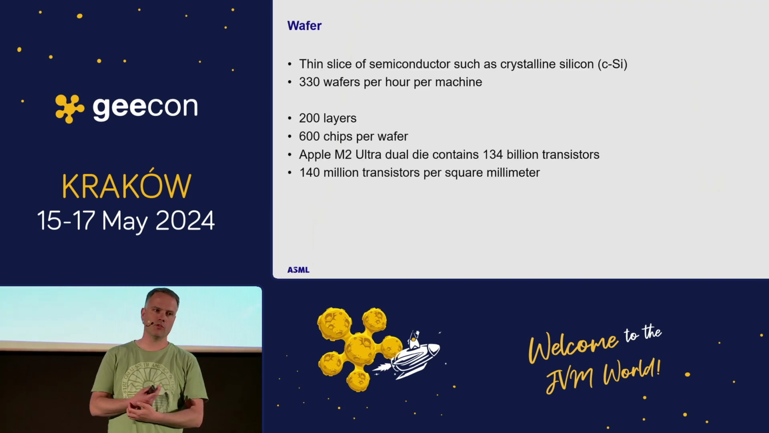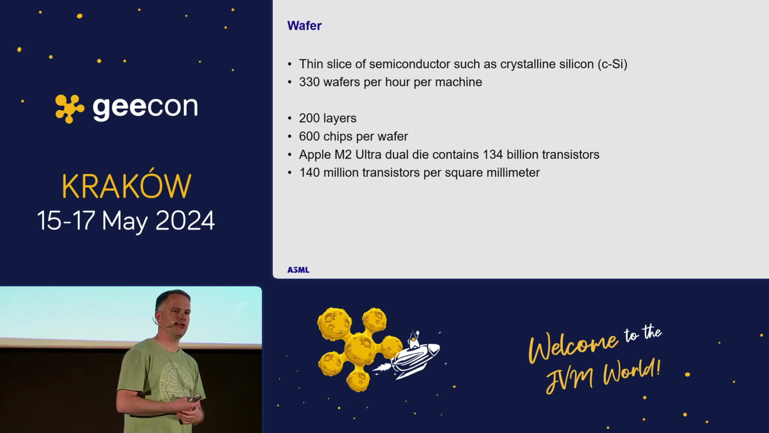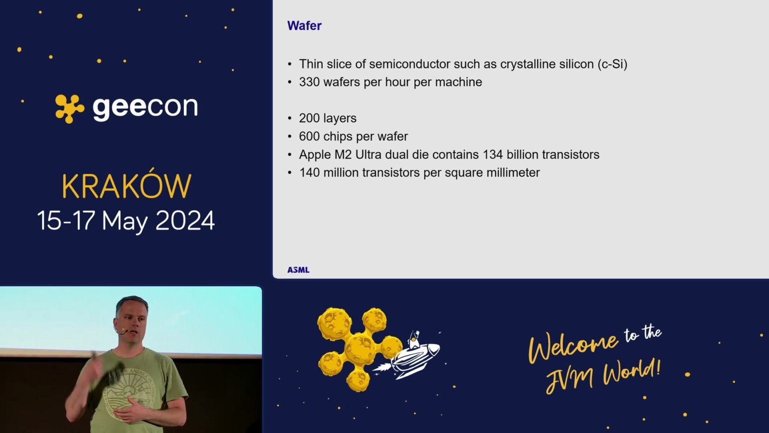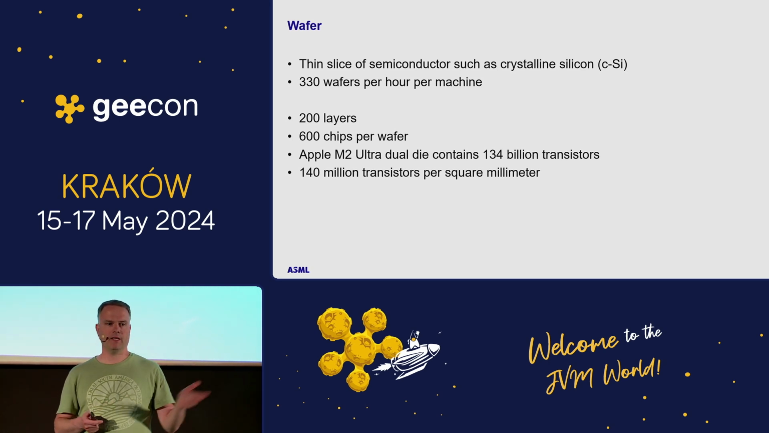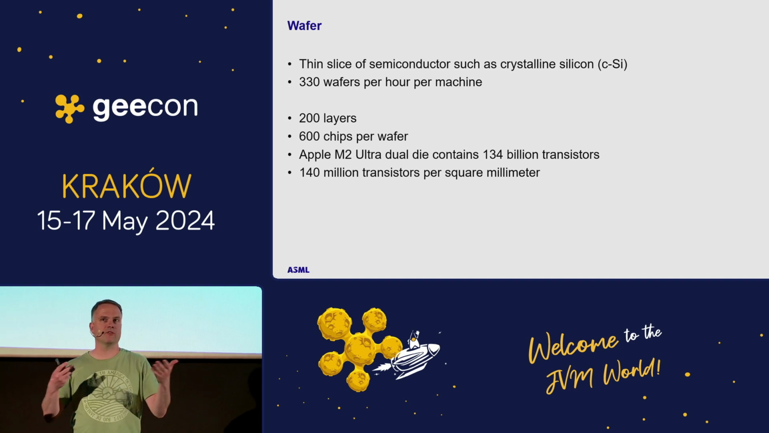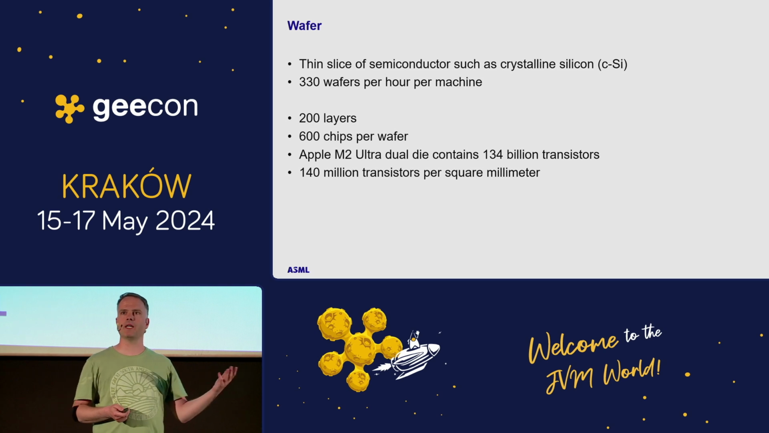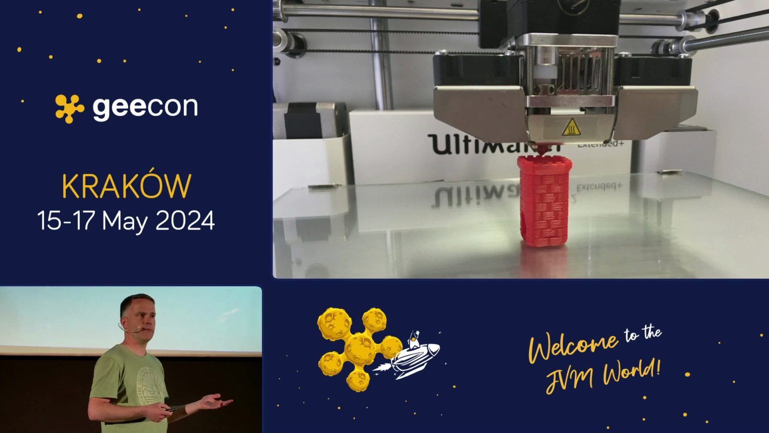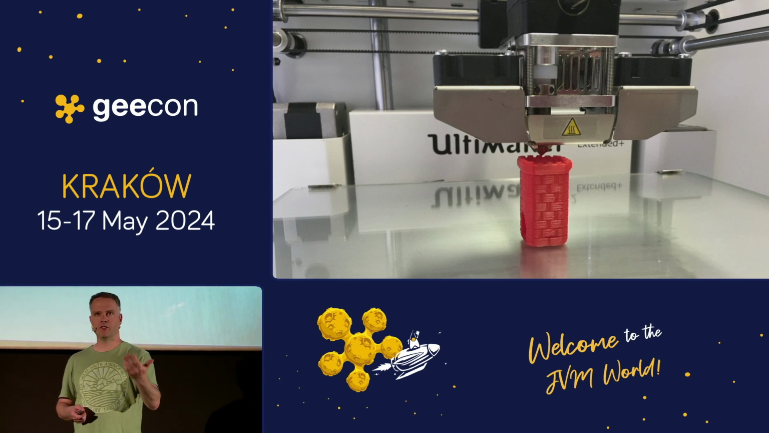To give some more details on these wafers, one machine can work on up to 330 wafers per hour, and it will print on only a single layer, as we will see later. A chip can have up to 200 layers, depending on the chip. And in the end, you can have about 140 million transistors per square millimeter, which sounds insane, right? At least for me, it was really insane when I first heard how much we can print on such a small surface. And it works a bit like a 3D printer. You maybe have one at home. It prints layer on layer on layer with transistors or connections.